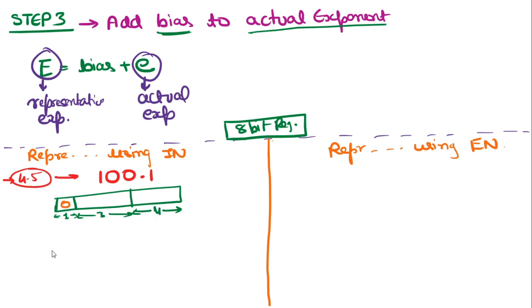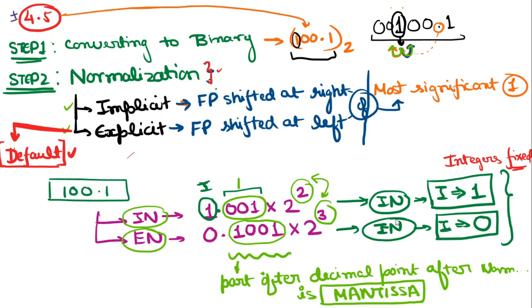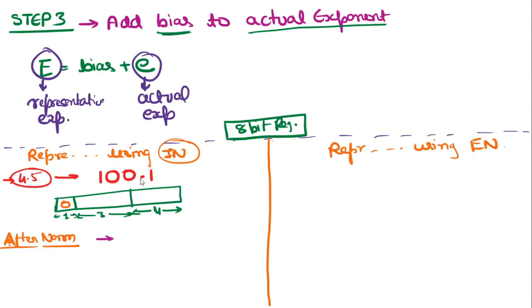Now let's calculate the mantissa section. Since we are using implicit normalization, after normalization, what will the value be? In implicit normalization, we are shifting towards the right of 1. It will become 1.001 times 2 to the power 2, right? Now this part will go here. This will be 0, 0, 1, right? And this 0 will go here.